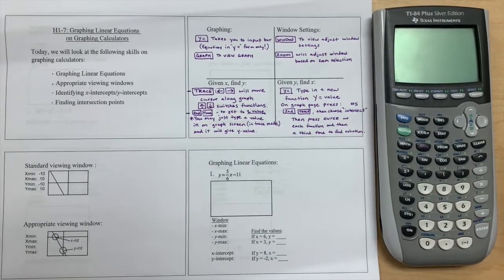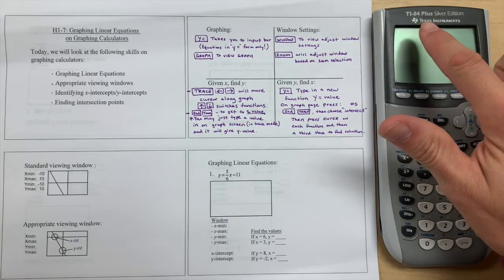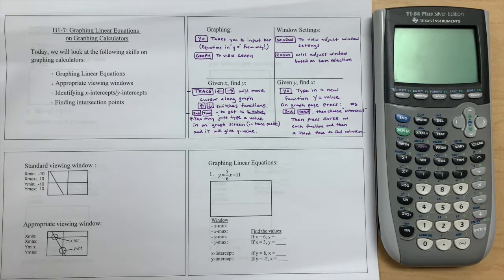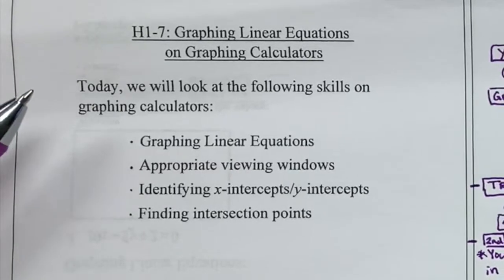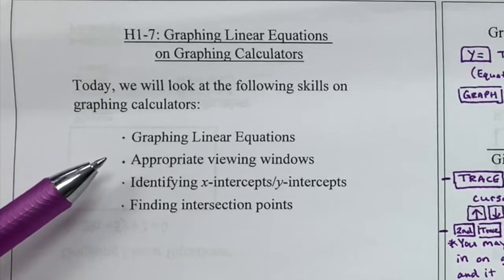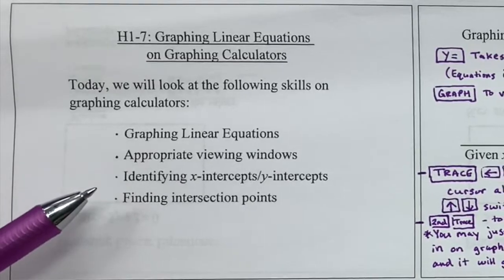This video will focus on the TI-83 or 84 Plus CE, all those Texas Instruments family of graphing calculators. So if that's the calculator you use, you're in the correct video. If you use one of the other calculators like the TI-Nspire or the Desmos, you need to switch to the other video. All right, today we will look at the following skills on the graphing calculator: graphing linear equations, looking at appropriate viewing windows, identifying the x-intercepts and y-intercepts, and finding intersection points.